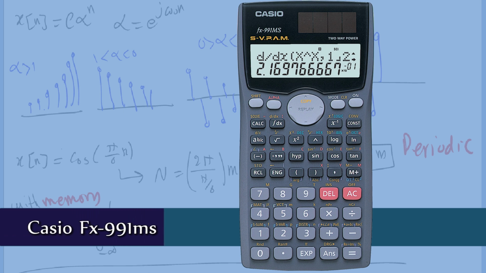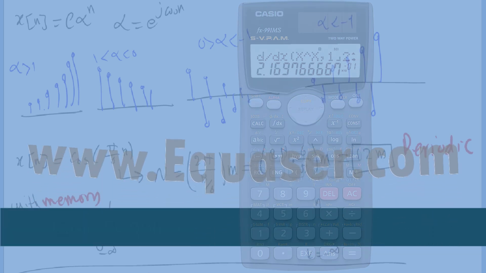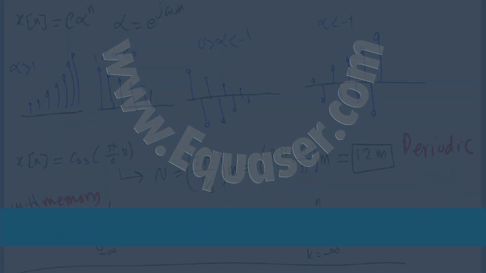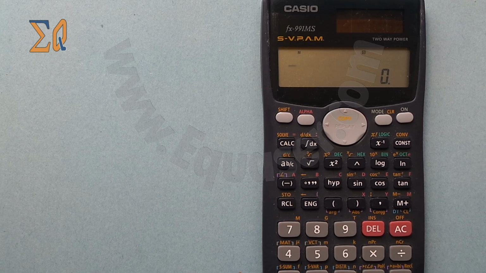This tutorial covers the Casio Scientific Calculator fx-991MS. In this video we are going to use base mode for converting binary, decimal, and hexadecimal to one another.